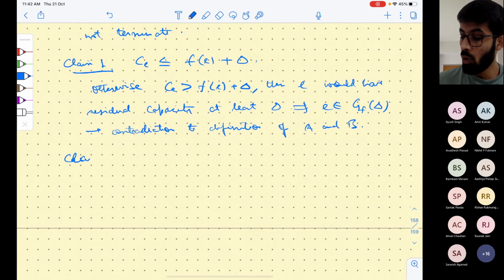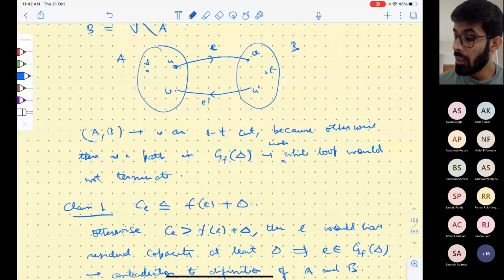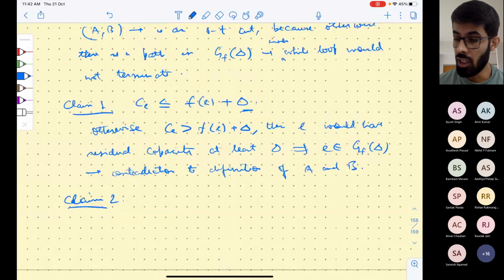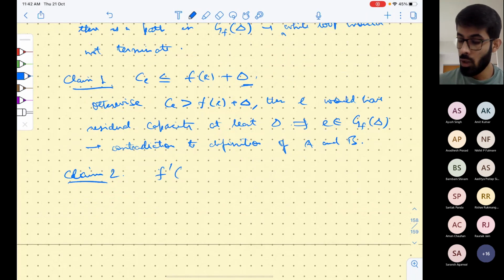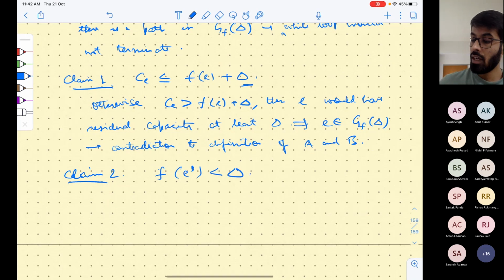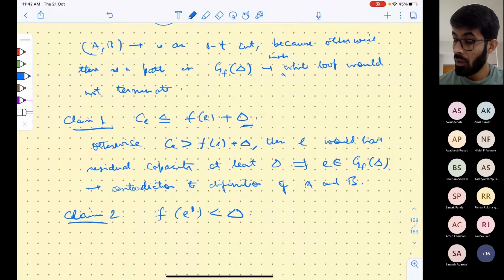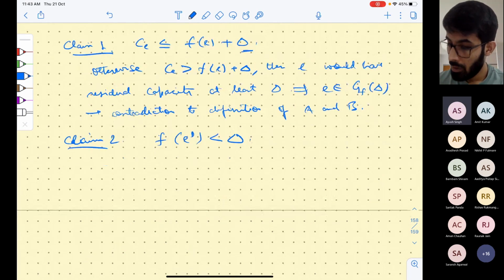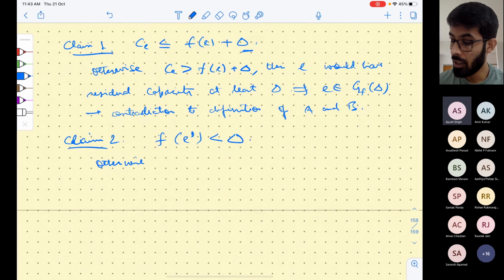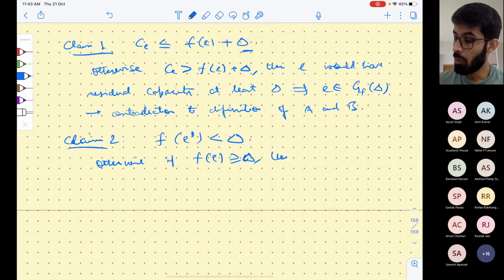Good. Now claim 2. So what did we do in claim 1? We said that this edge is almost saturated by F, except for delta. Whatever is left is at most delta. And for the backward edges, we are going to say that they are not carrying too much. So f of e' is at most delta. Why is this true? Otherwise, if f of e' is greater than or equal to delta, then there would be a backward edge, which would again make a path from S to T.